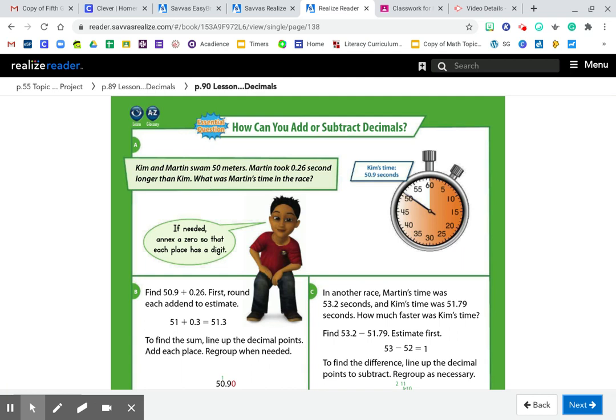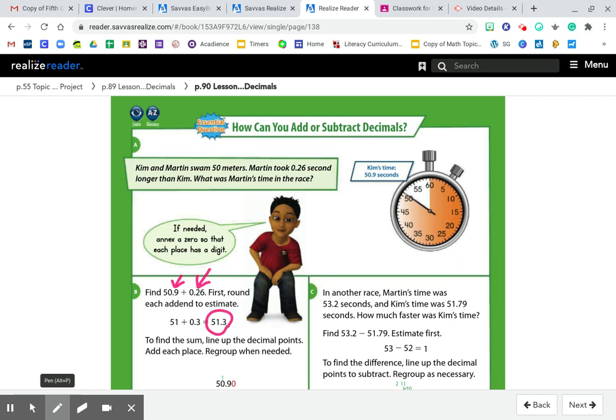So Kim and Martin swam 50 meters. Martin took 26 hundredths of a second longer than Kim, and Kim's time is way over here, kind of hidden. So we take Kim's time, and we're going to add the additional time it took Martin to find the total time. So we are finding the sum and adding them together.